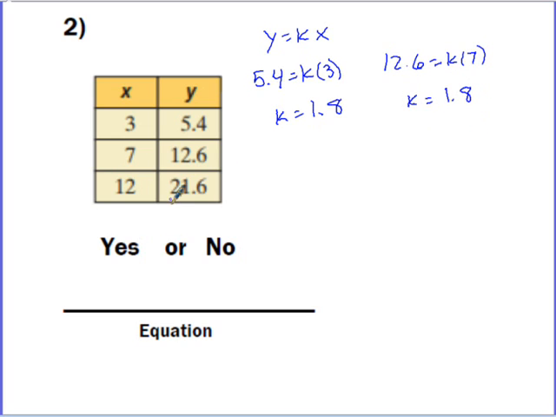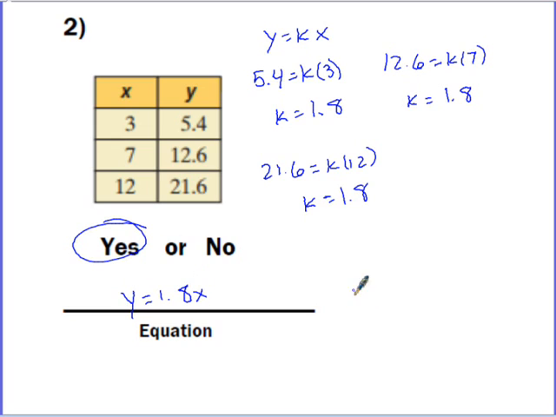So far so good. I got to check the last one. So 21.6 equals k times 12. Divide by 12. And k is 1.8. So yes, this is direct variation. And then for the equation, it's y equals kx. And I know that k every time is 1.8. So it's y equals 1.8x. That's all I have to do.